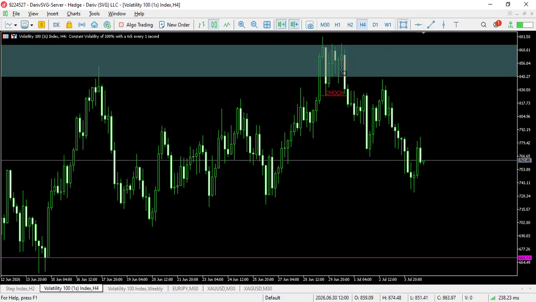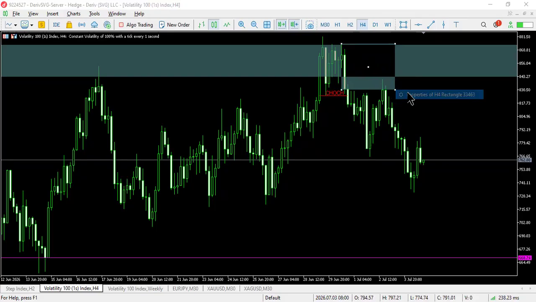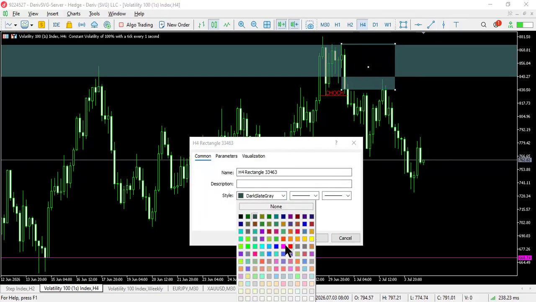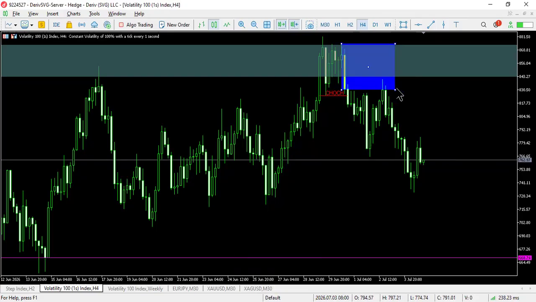Now, price reacted from FVG. Price reacted from the FVG and then we are pushing down. So right now, we have a new break of structure.